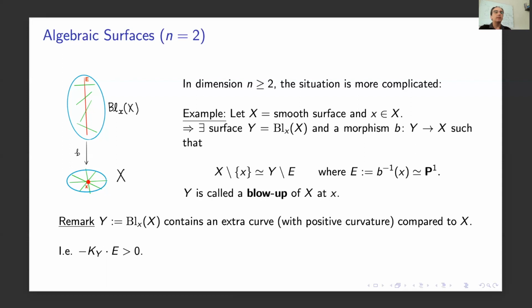So minus KY times E is positive. So KY can be thought of as the first Chern class of Y, if you know what it means. If you don't know what it means, it's not going to affect what we're going to say later on. Okay, so this is just to make a little bit more precise what we were saying before about getting rid of a curve. If we go down from Y to X, we get rid of a curve of positive curvature. So the curve will satisfy the property that minus KY times E is positive.